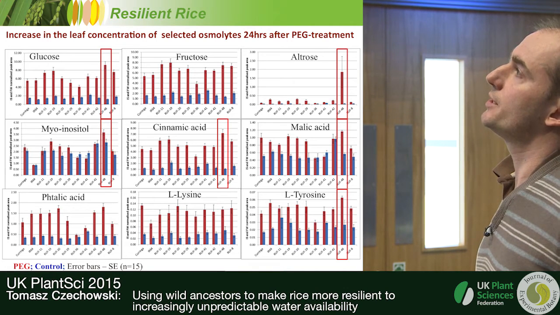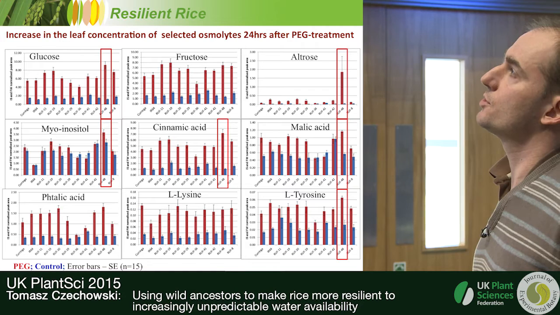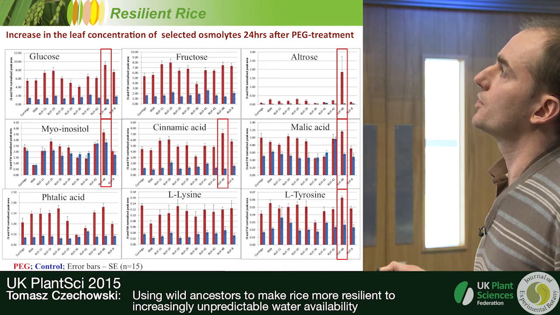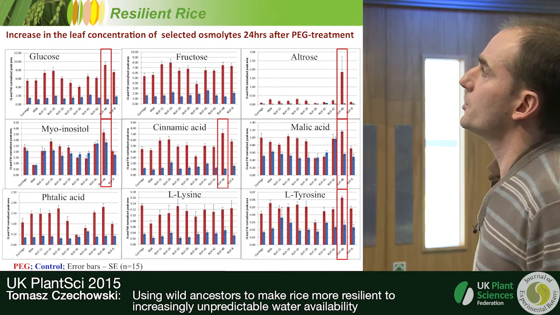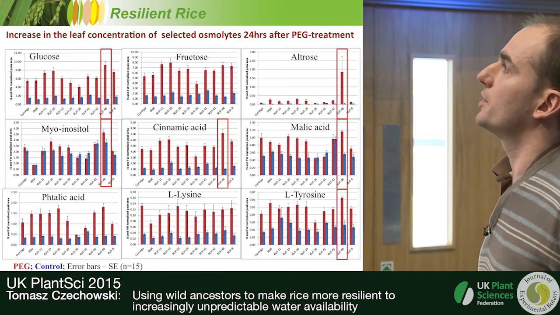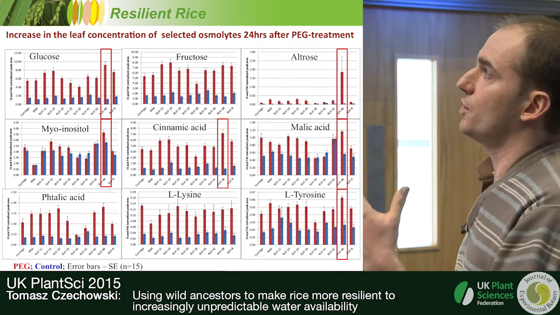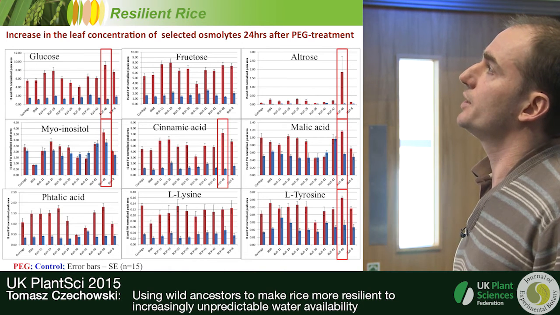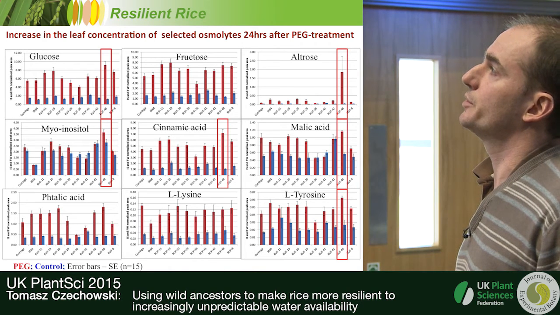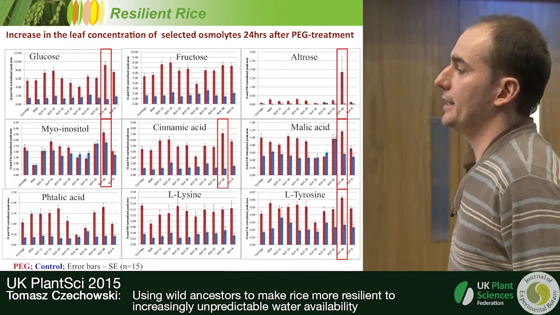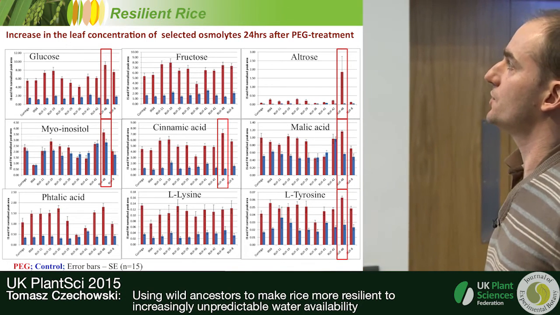And we're looking at PEG first. You see the PEG induces an increase in major osmolytes like sugars, glucose, fructose, sugar alcohols, or organic and amino acids. So we're looking at lines like, for example, line 48, that is actually mobilizing the osmolytes very quickly and to a higher extent than the recurrent parent, and therefore it's maybe better equipped to survive the water stress at the seedling stage.